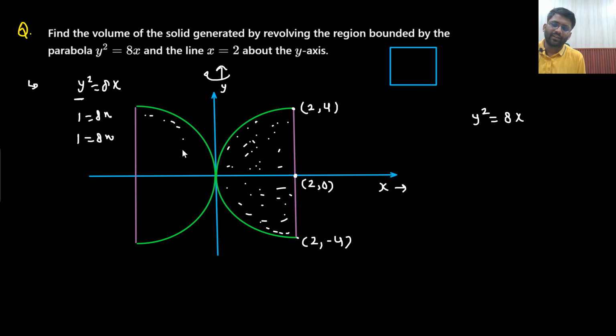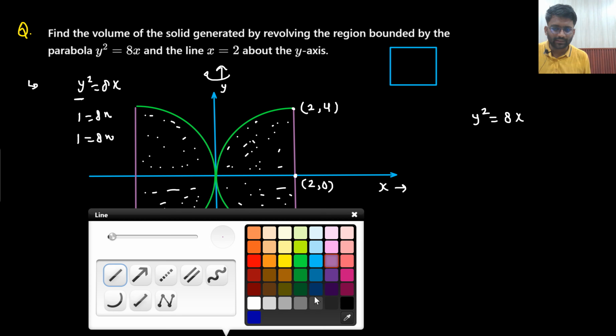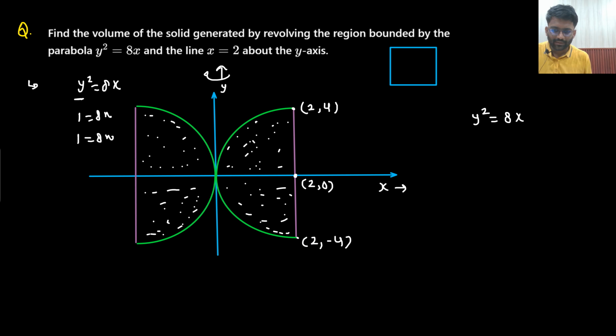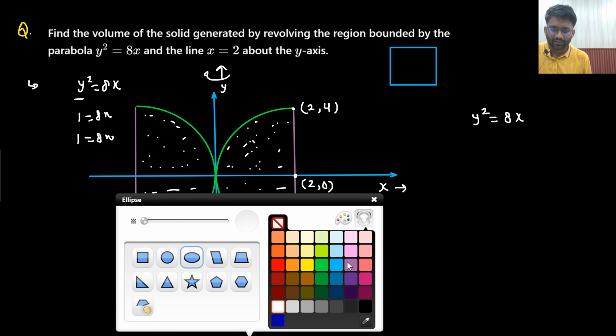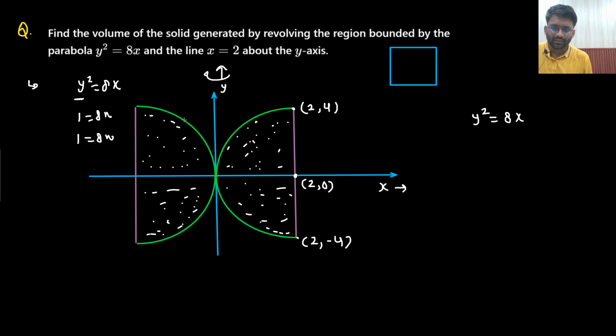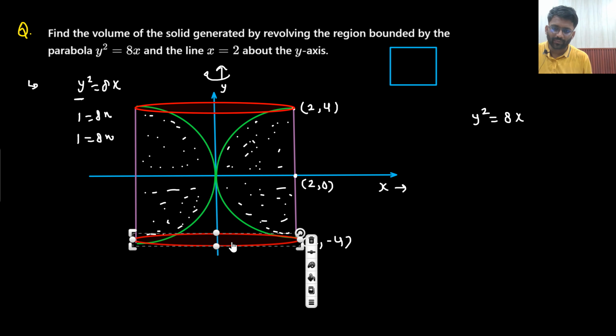Right? I will have to take the mirror image. And sir, since I am revolving, what will I get? I will keep on getting circles, circles, circles everywhere. So I hope you are able to visualize what kind of structure it would be, and what kind of volume we are supposed to find out.